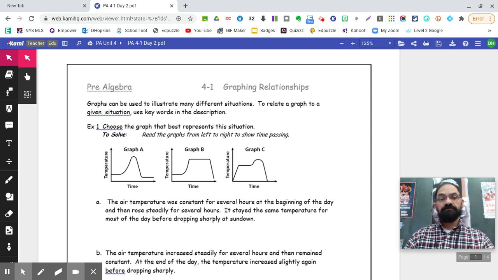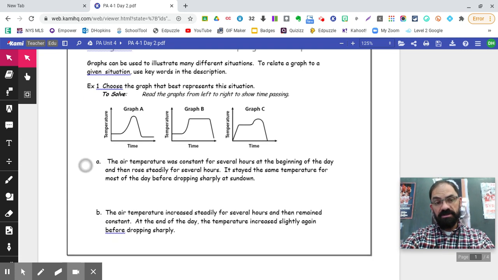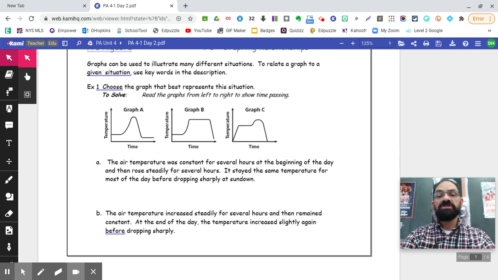So example 1, it says the graph that best represents this situation. So what I want to look at, I want to look at A and B and choose one of these graphs that best represents the situation. So when we're looking at these graphs, it says read the graphs from left to right, just like it was a book, to show that time passes by. So we have to look at the axes. We're talking about temperature and time.